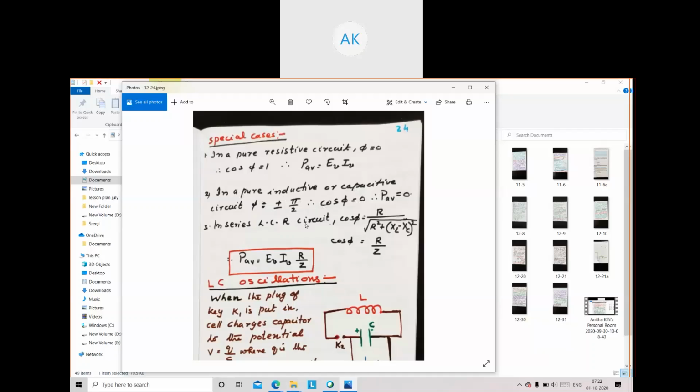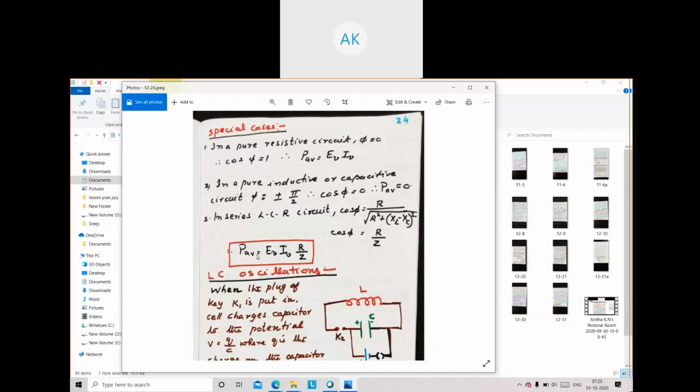The LCR circuit, cos phi equal to R by Z. So the impedance of the LCR circuit is equal to root of R square plus XL minus XC whole square. So power factor formula, ഏത് സർക്യൂട്ട് ആയാലും, power factor is R by Z.